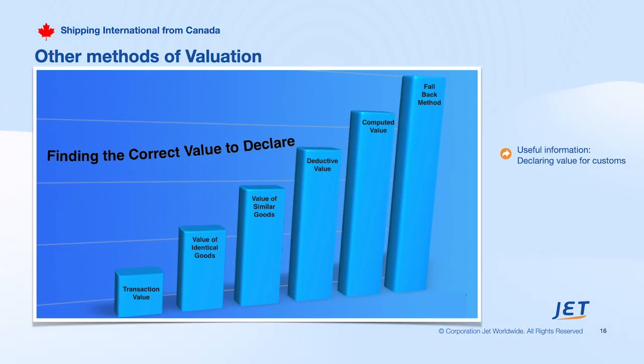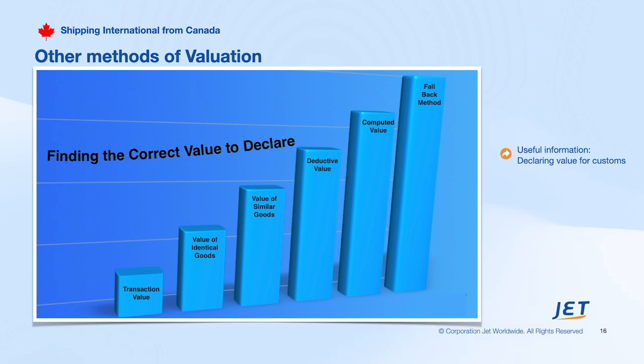In some cases, the transaction value is either not possible or will not be accepted by the importing country. This can occur when the imported goods are such things as free samples, warranty parts, or a gift. In such cases, the value of identical goods and then the value of similar goods are the next methods in valuation. Each method of valuation follows in hierarchical order.